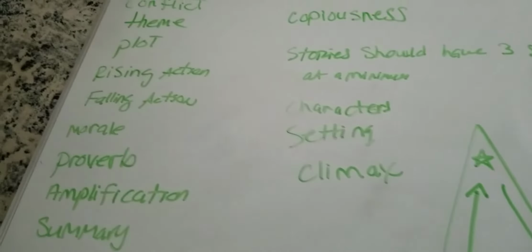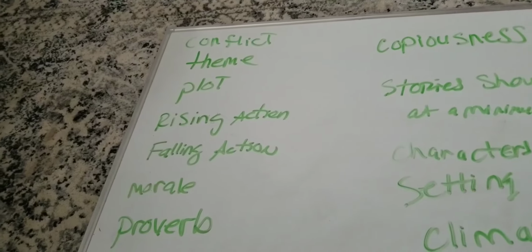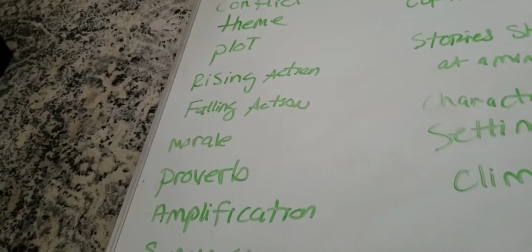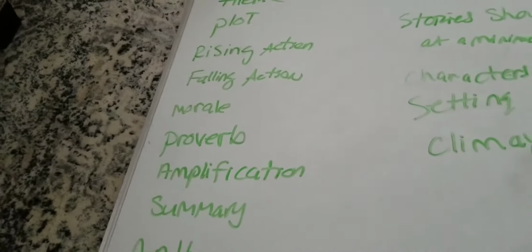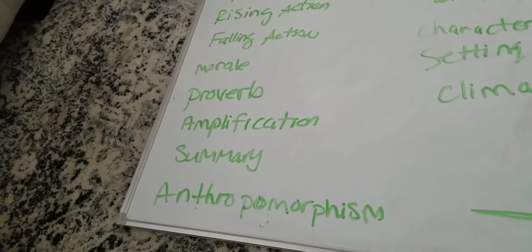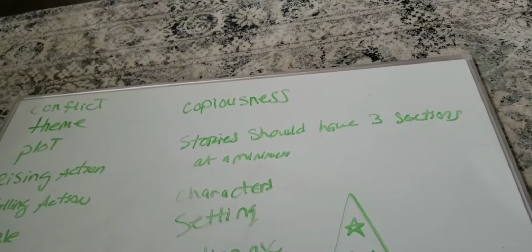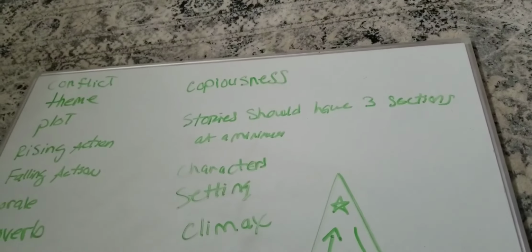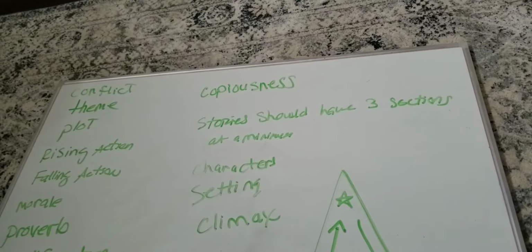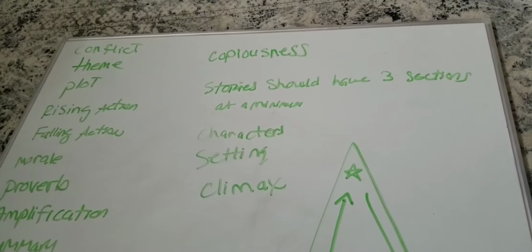So go ahead. Tell me, read each word. I want to make sure you can read my handwriting. Conflict. Very good. Conflict. Theme. Plot. Rising action. Moral. Proverb, amplification, summary, anthropomorphism, copiousness. Stories should have 3 sections at a minimum. You know those 3 parts? Yeah. Don't tell me. Keep going. Characters. Setting.